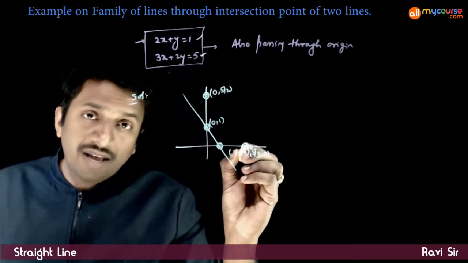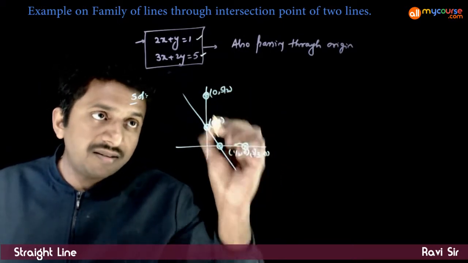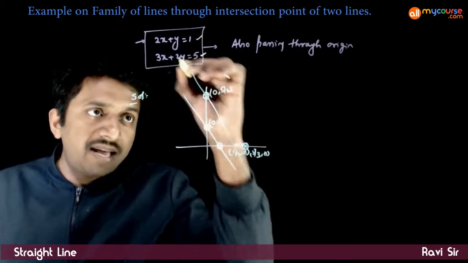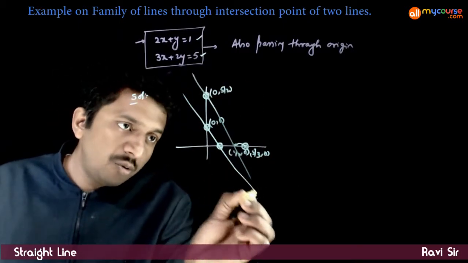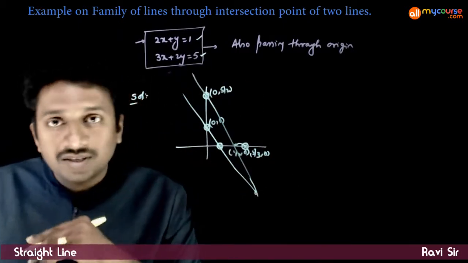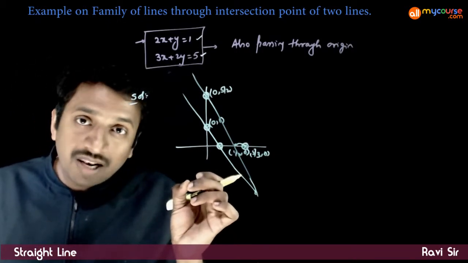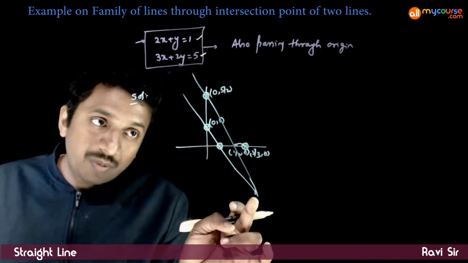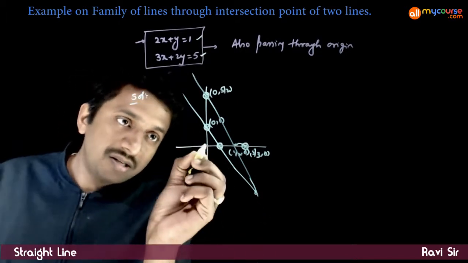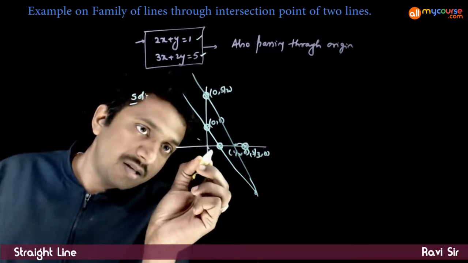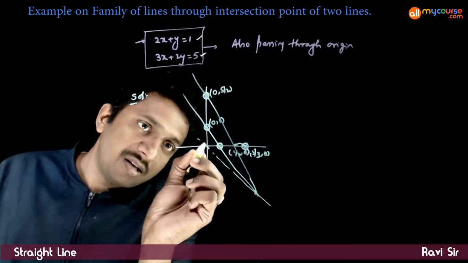5 by 3 is somewhere near this actually. So you have a line like this. So these two might intersect in the fourth quadrant somewhere here. Now I want the equation of a line which passes through this point of intersection and origin. That means I want the equation of this line.